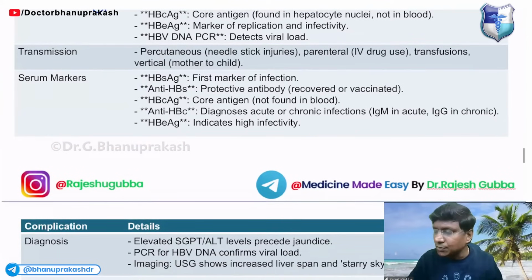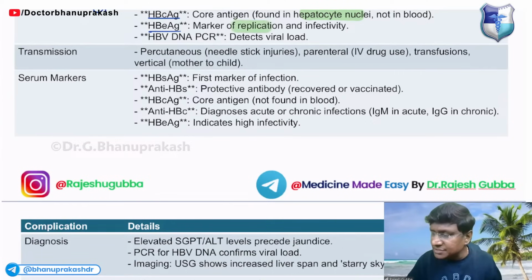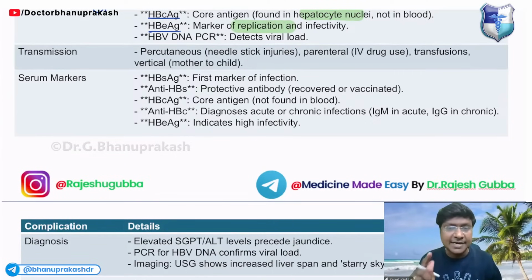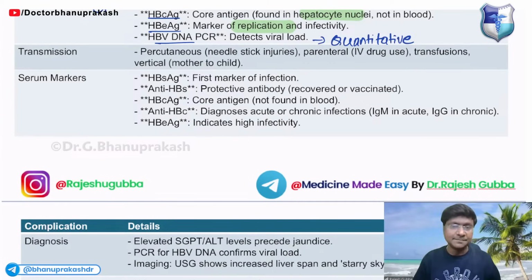Now, coming to the core antigen. Please remember, the HBc core antigen will never appear in the blood, because it remains within the hepatocyte nuclei itself. Another important serological marker is the envelope antigen, which tells you about replication as well as infectivity. The next important marker is HBV DNA, which tells you about the quantitative assessment of hepatitis B. So this is the serology related to structure. I have not yet discussed the antibodies.